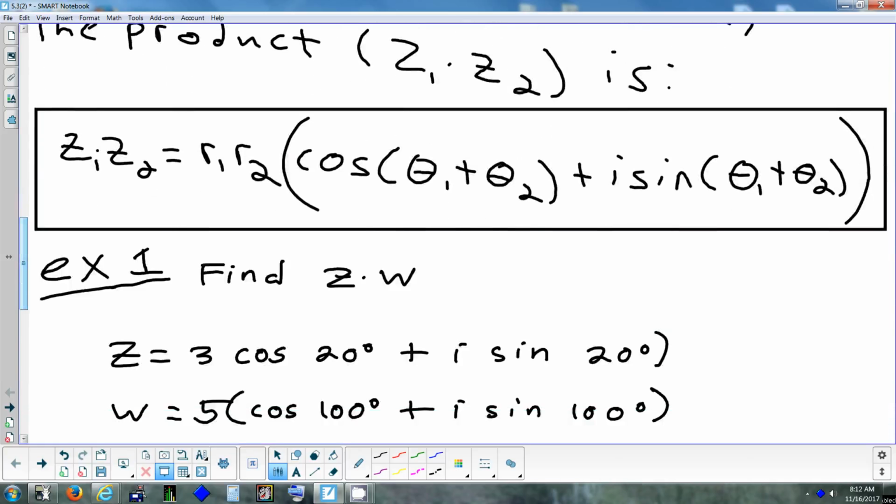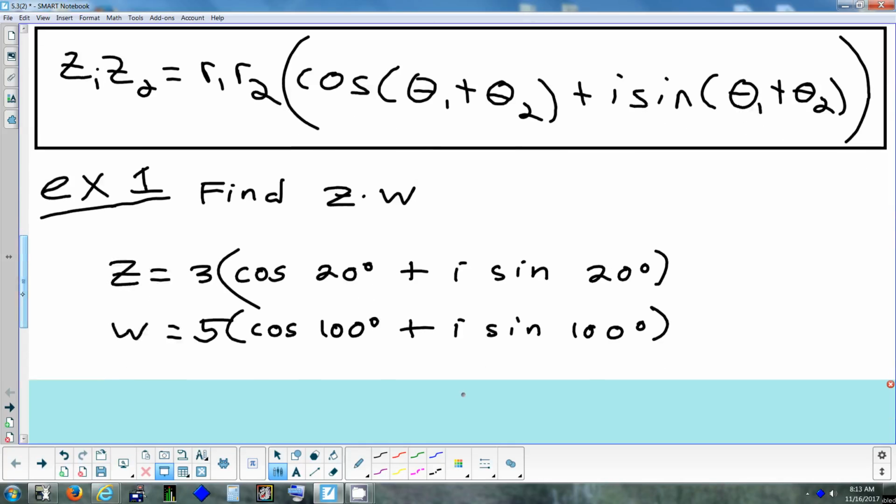Okay, so let's take these two complex numbers, and you can call them whatever you want. You can call them Z1 and Z2, A and B, X and Y, whatever you want to call them. First complex number I have is Z, the second one is W. Z is 3 cosine 20 plus i sine 20. And W is 5 cosine 100 plus i sine 100.